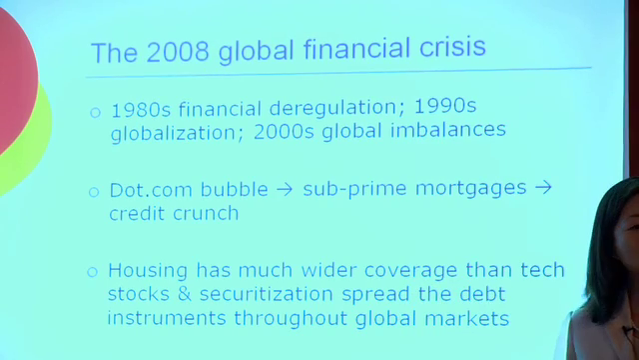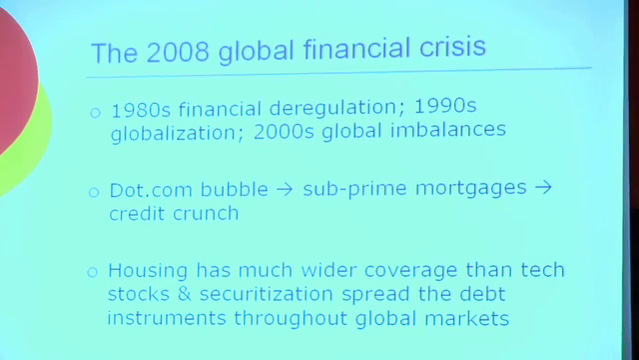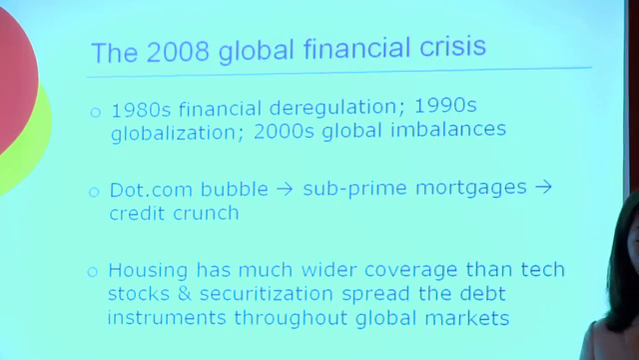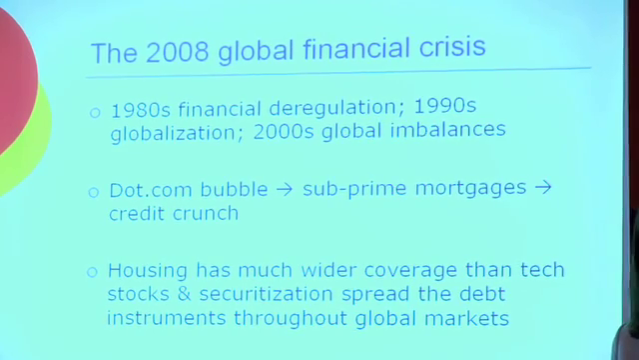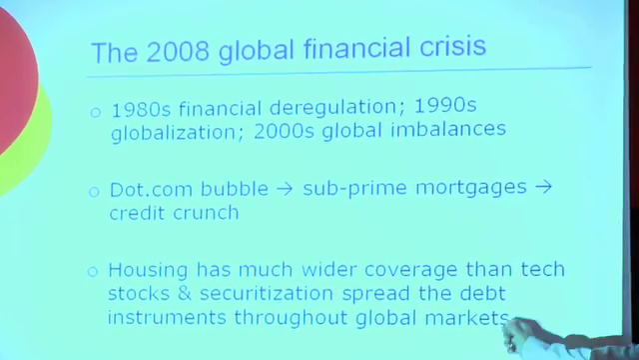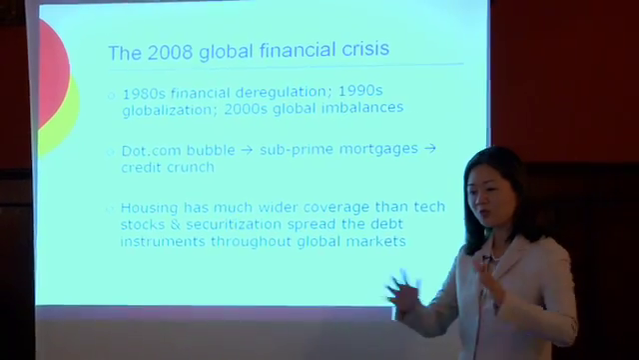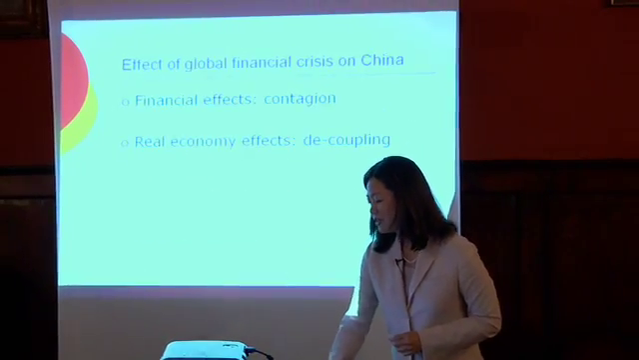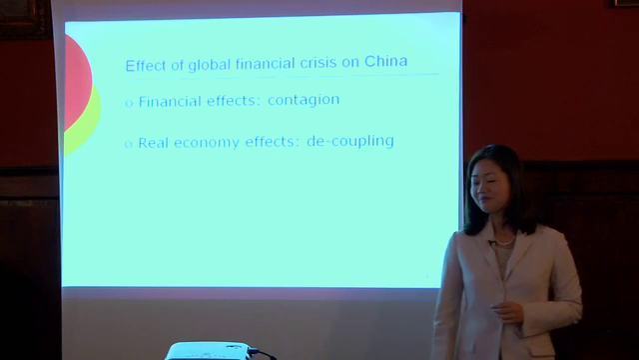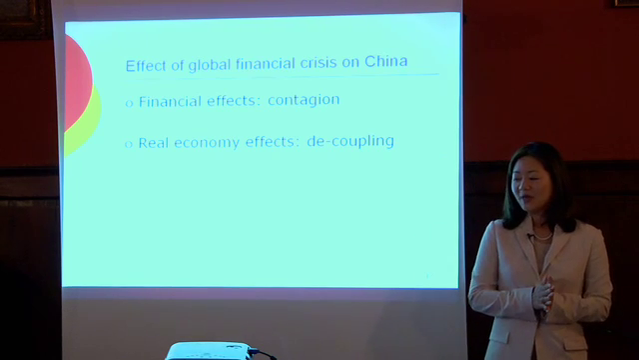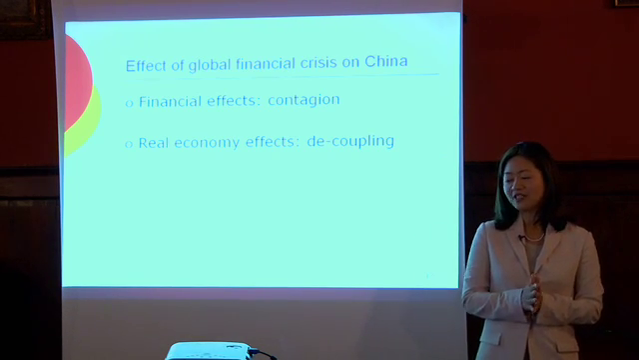Housing, of course, has much wider coverage than tech stocks. And so this was always going to be a worse bust than the dot-com bubble. And of course, securitization meant we got these toxic assets, which were spread through the global financial system as a result. So, what was the effect of the global financial crisis on China?